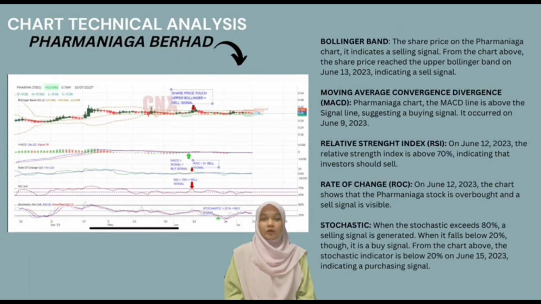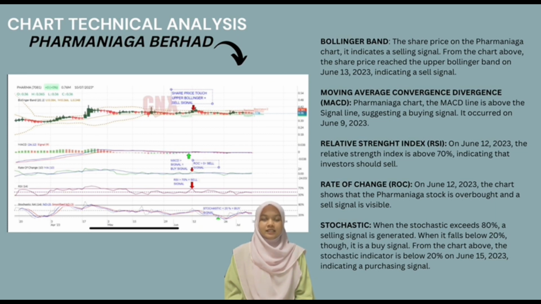Based on the chart, for Bollinger Band, the share price on the Pharma-Niaga chart indicates a selling signal. From the chart above, the share price reached the upper Bollinger Band on June 13, 2023. For moving average convergence divergence, MACD, on the Pharma-Niaga chart, the MACD line is above the signal line, suggesting a buying signal. It occurred on June 9, 2023.